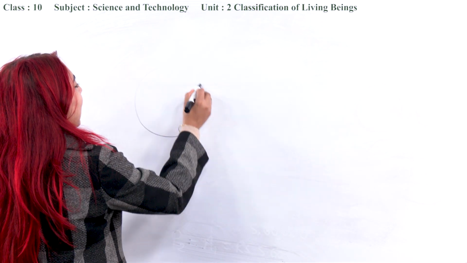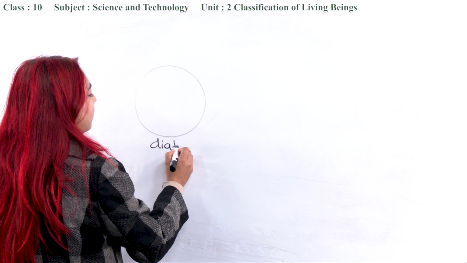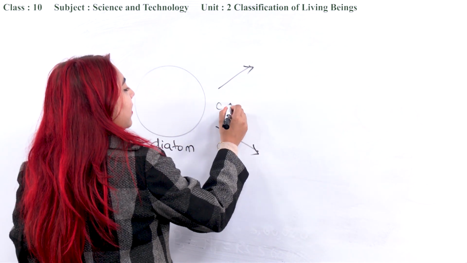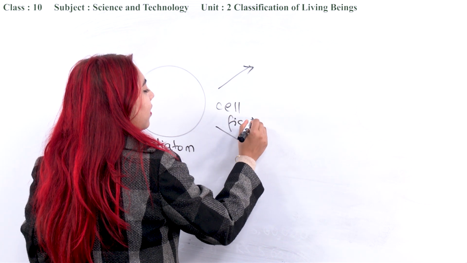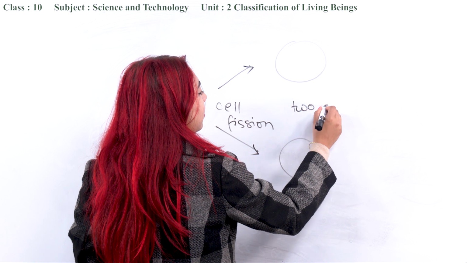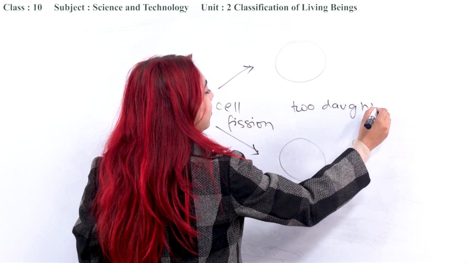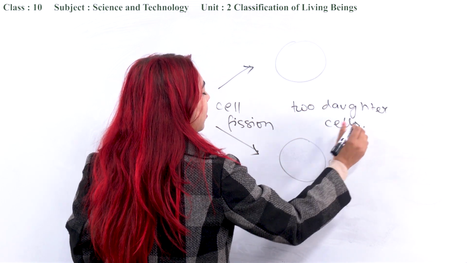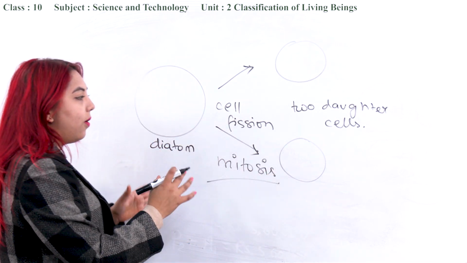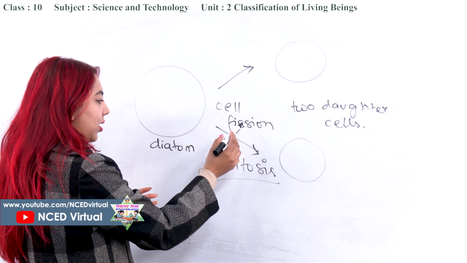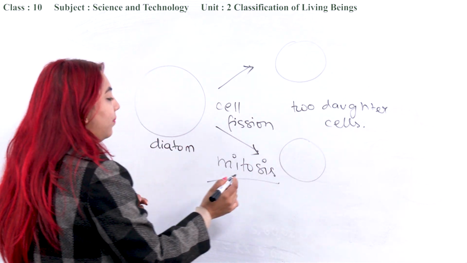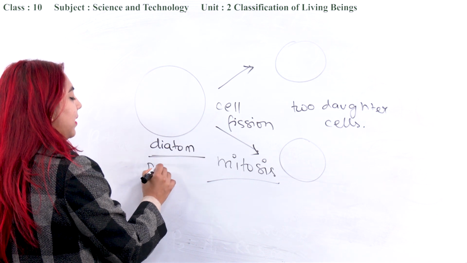Suppose this is an algae, diatom. It divides itself by fission and gives us two daughter cells. Only mitosis, cell division, has occurred during the process of cell fission. That's why the genetic material in these daughter cells is completely identical to the parent cell.